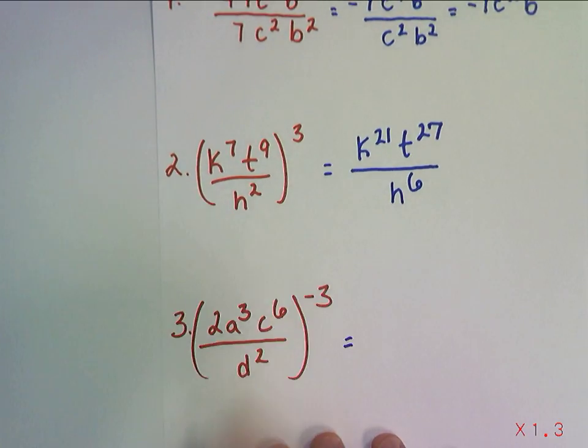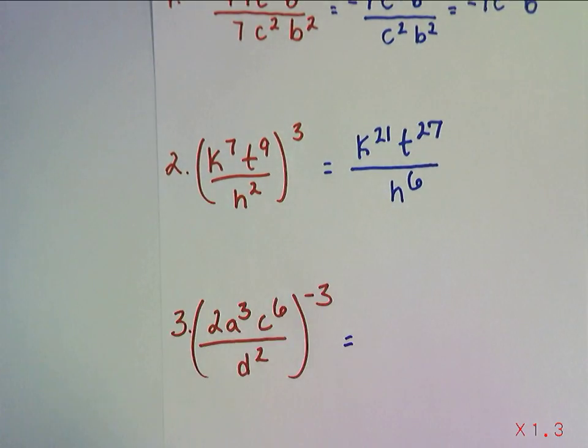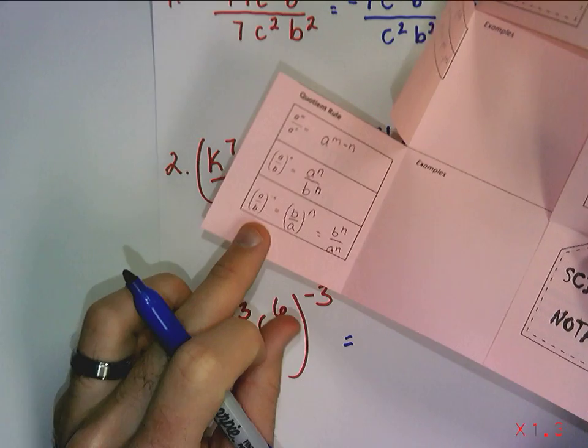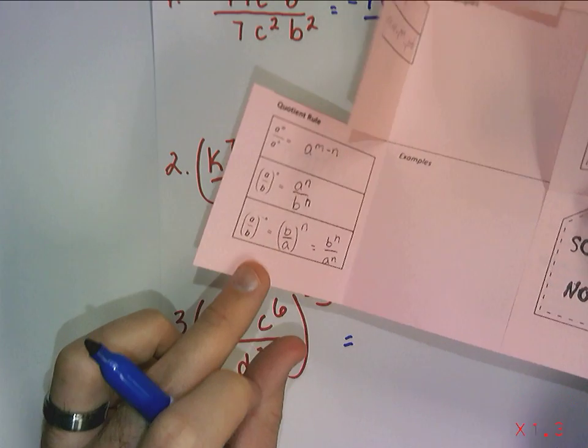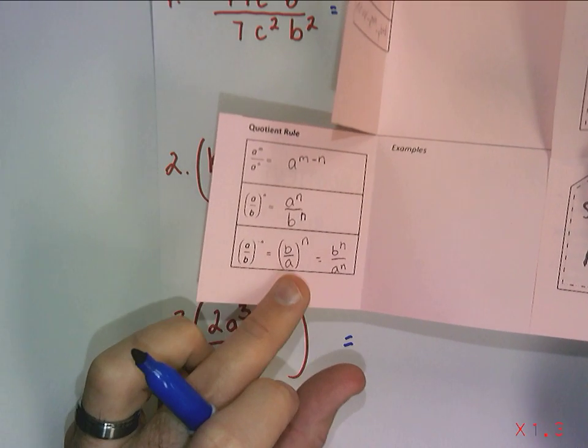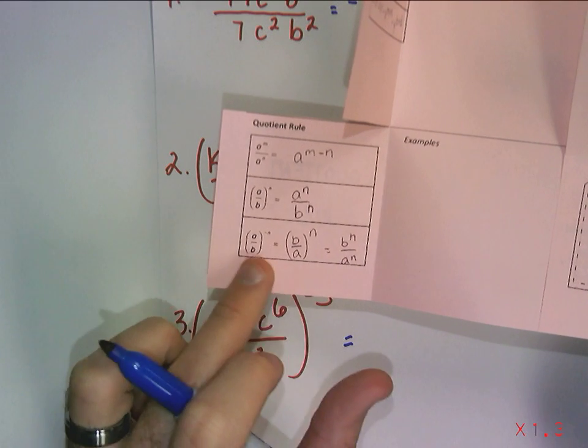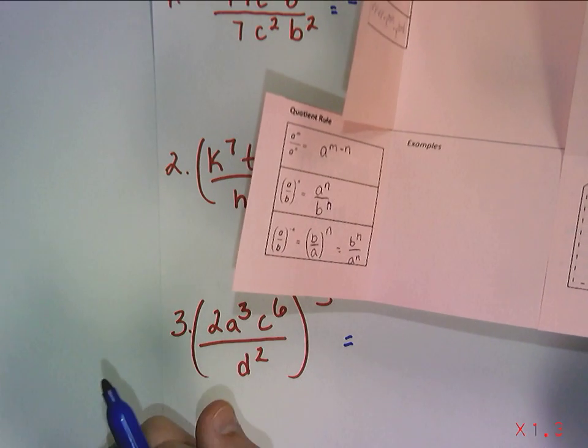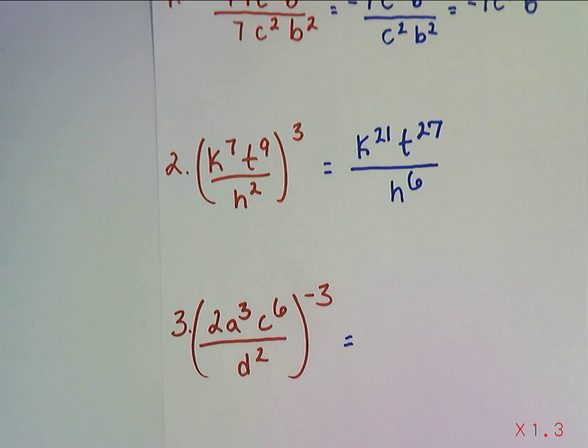Now I would like you to try number 3 here, and this is going to follow this rule here. So the a over b to the negative n power. So look at the general rule here and see how you have to follow that. So pause the video here and give this one a shot, and I will write down the answer for you once you've taken the time. If you don't get it, then go back and try it again, or if you're still stuck, ask me for help.